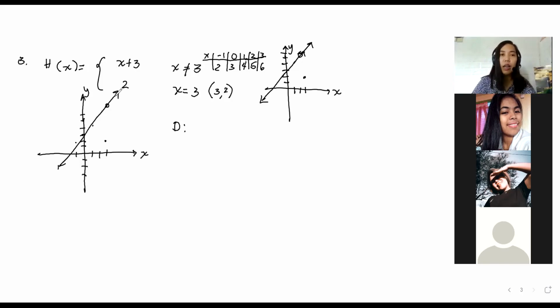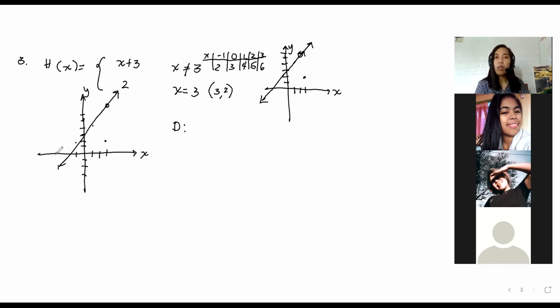Dito sa una, sa line na to, ano ang domain? Can we use negative numbers? Can we use positive numbers? Can we use, ano na lang ang value na pwede? All real numbers except 3. Okay? Yun yung domain ng line. At sa point, the domain is 3. Dito, hindi kasama si 3. Lahat, all real numbers except 3. On the second one, sa point, ang domain ay 3.